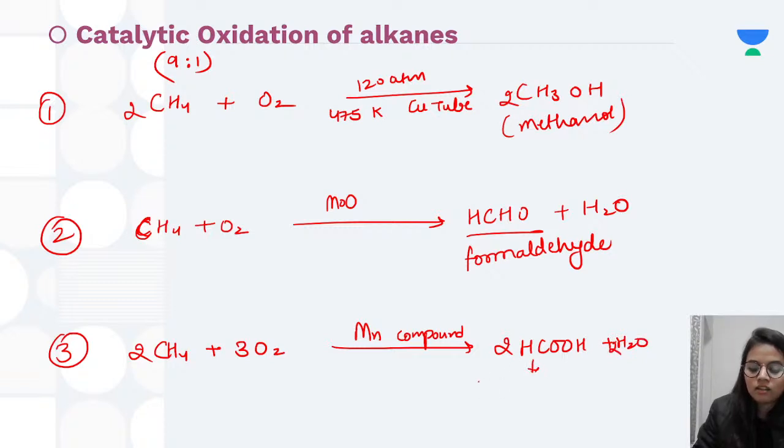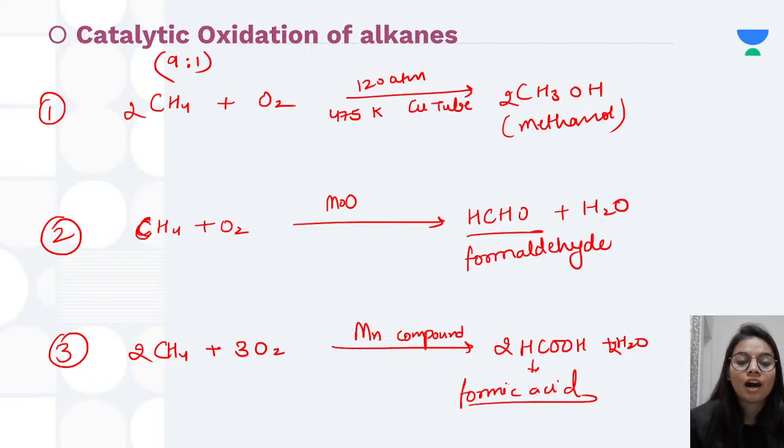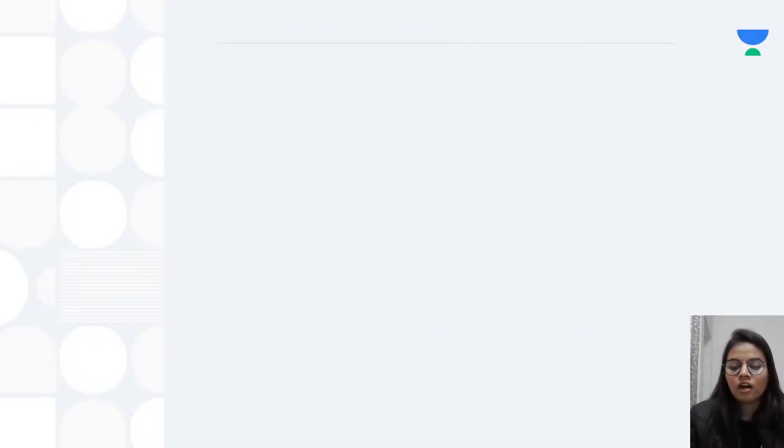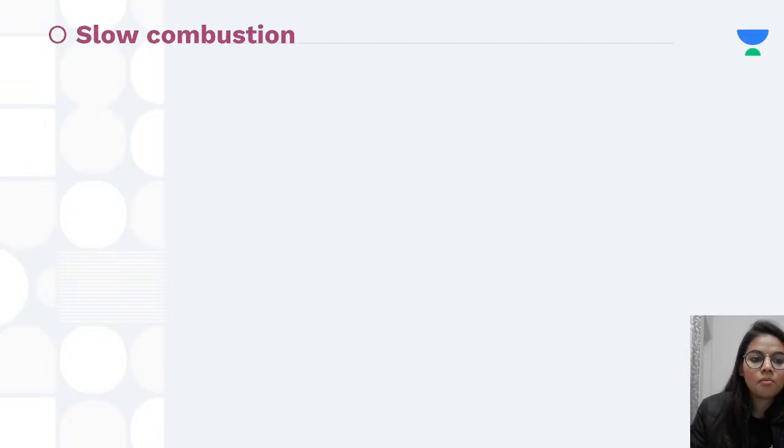So that here is the formic acid. It actually depends on the conditions that we are providing to the alkanes. Hope that is very much clear. Now next is slow combustion.